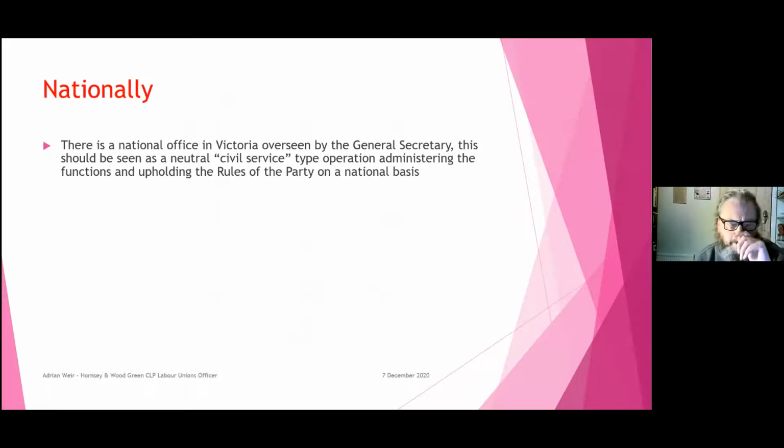The fourth area that I said I'd like to cover with you was how things work at national level. There is a national office in Victoria. Well, of course, it's the same building as the London office. All of this is overseen by the General Secretary, currently David Evans, who has been in the media a lot recently. And we should see that the General Secretary and his or her staff are really meant to be the neutral civil service type operation, administering the functions and upholding the rules of the party on a national basis.